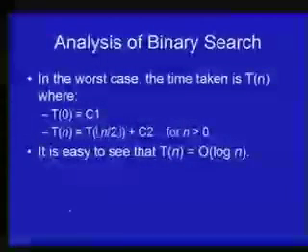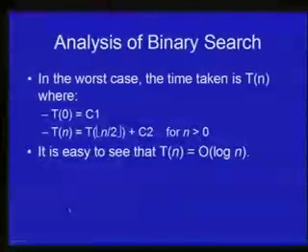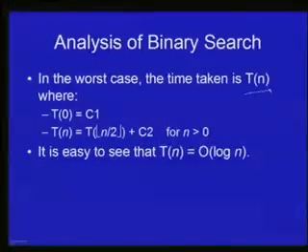Okay, let's now analyze this algorithm that we just developed. So let's say the time taken in the worst case is T(n) as a function of n, which is the array size, and as for all recursive functions, in this case we can again come up with a recurrence relation for T(n), because in every step we are reducing the problem size by half.